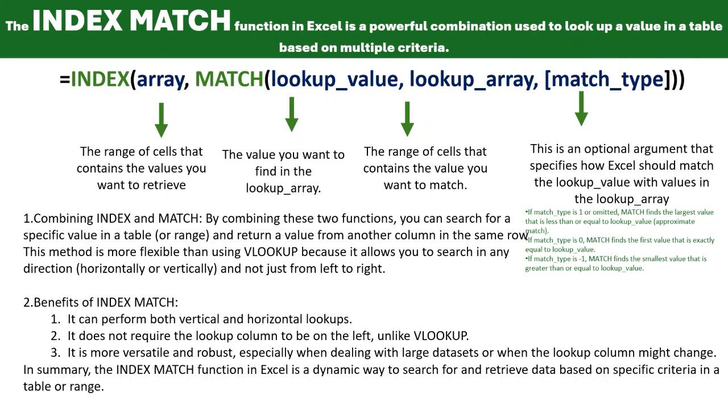Similarly, array is the range of cells that contains the value which you want to retrieve. Lookup value is the value you want to find in the lookup array. Then the lookup array is the range of cells that contains the value which you want to match. And the match type is an optional argument that specifies how Excel should match the lookup value.